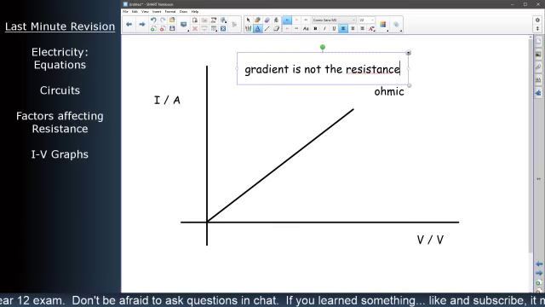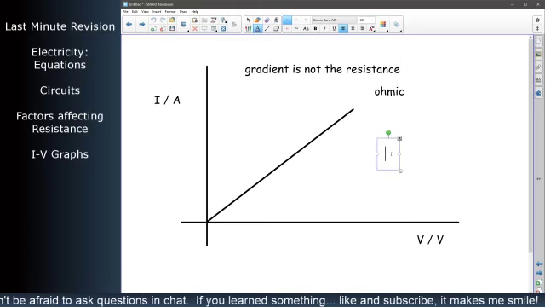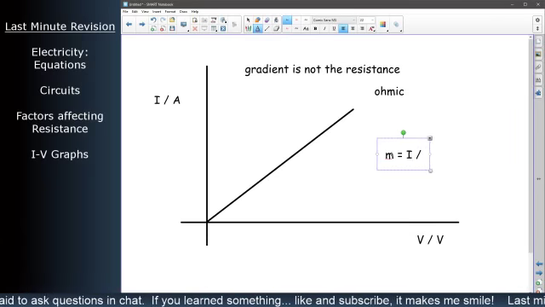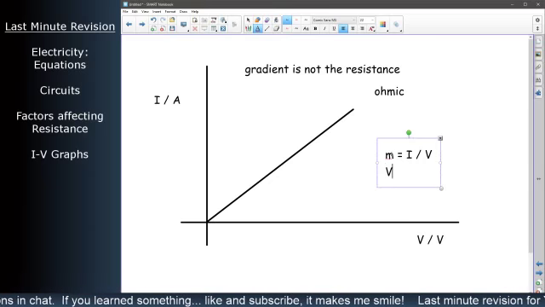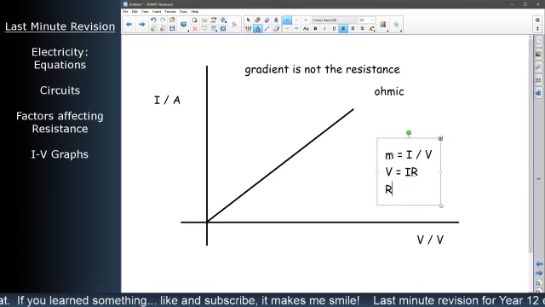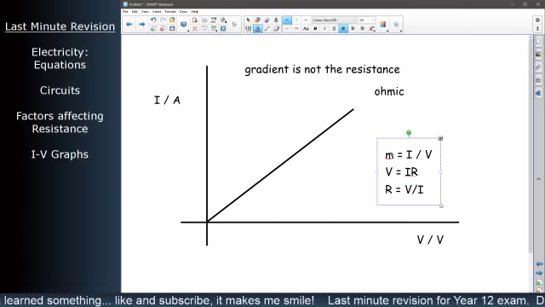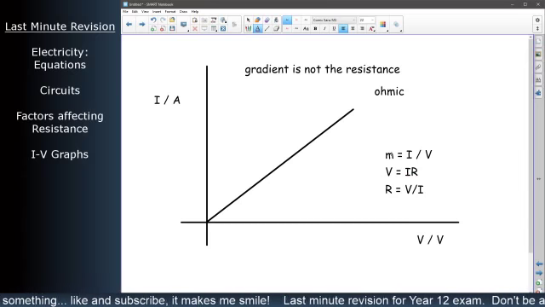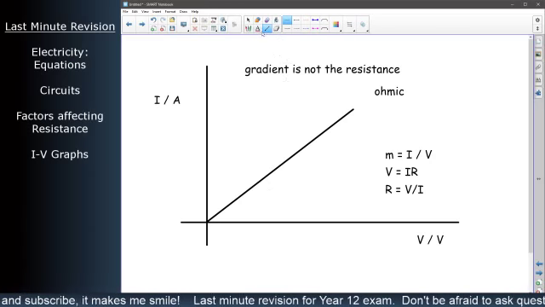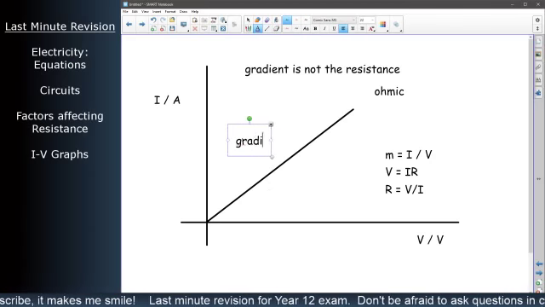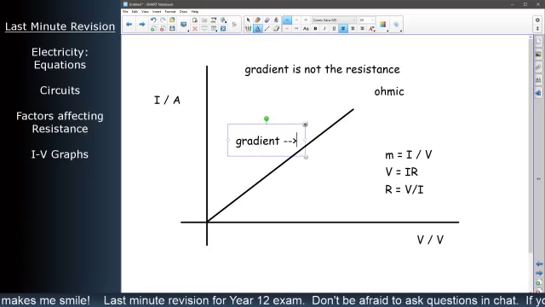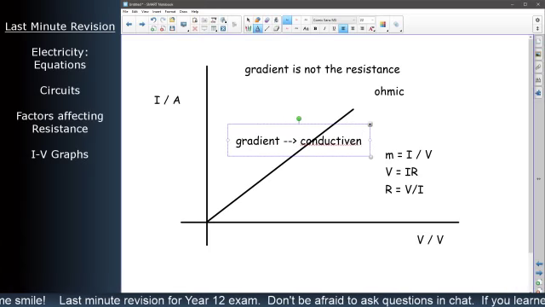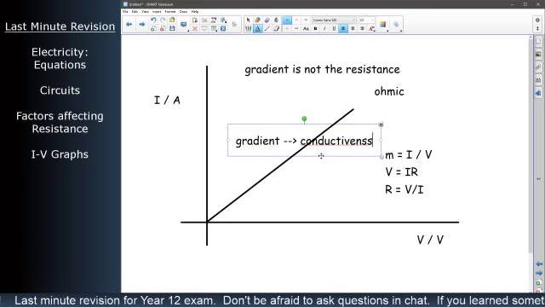And I'll tell you why. Resistance. The gradient of this line, M, is equal to I over V. Yeah, rise over run. But if V equals IR, R equals V over I. Okay, so the resistance is the exact opposite of this gradient. So the best way to think about this is actually that the gradient can be considered to be the conductiveness, if that's even a word, of the material.